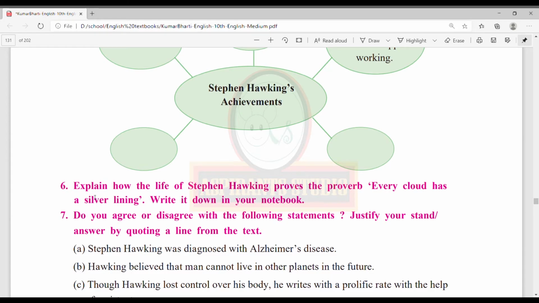6. Explain how the life of Stephen Hawking proves the proverb, every cloud has a silver lining. Write it down in your notebook. This is proverb expansion. It is homework for you.